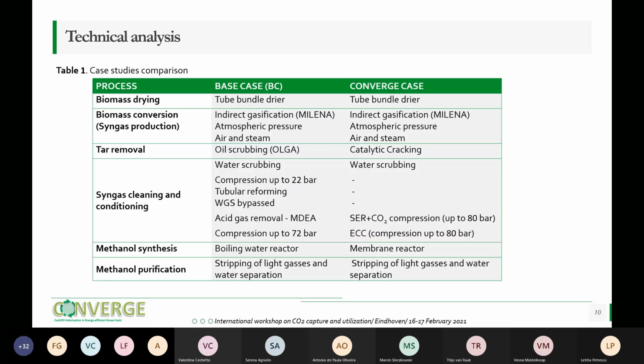The present slide summarizes the similarities and the differences between the two cases investigated. As you can notice, the biomass drying section is the same as well as the syngas production. Both of them are based on the indirect gasification using Milena technology. The differences arise in the tar removal. For the base case, we have the oil scrubbing using OLGA technology, and this was selected because of low consumption and integration with the gasification unit.